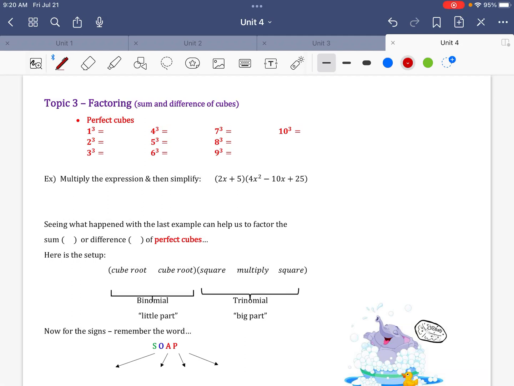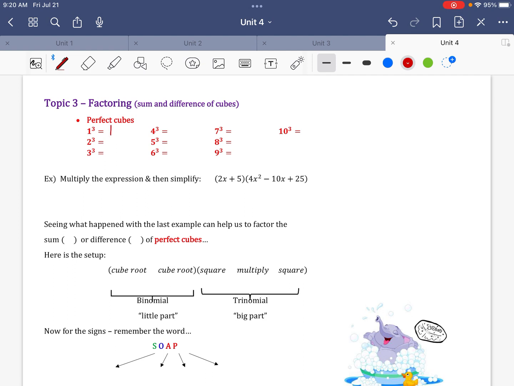All right, so here we're going to be factoring the sum and difference of perfect cubes. First of all, familiarize yourself with perfect cubes. Now you know a lot about perfect squares, right? Like 1 squared is 1, 2 squared is 4, 3 squared is 9. Those you kind of have memorized because you use them a lot. Like when somebody asks you the square root of 81, you're like, oh, it's 9, because 9 times 9 is 81. But cubes you don't know as much, but they do the same thing.